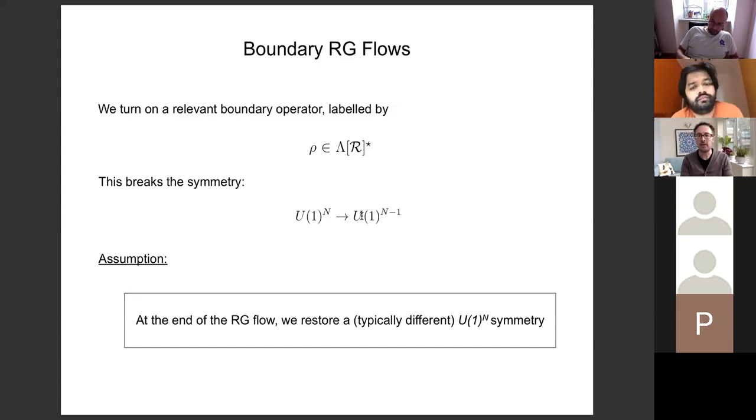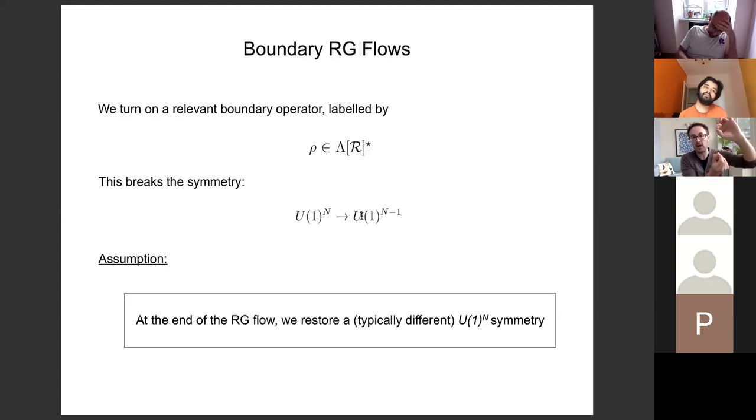I should confess immediately, the assumption is not obvious. You might think that there's no reason to believe this. What I hope to convince you is things work out so nicely that you'll agree that this assumption seems very reasonable. The assumption is that you have a U(1)^N in the UV. Under the RG flow, you have a U(1)^(N-1). We're going to assume that when you hit the IR, a whole U(1)^N is restored. So there's somehow an accidental symmetry in the IR that you get a new U(1)^N.